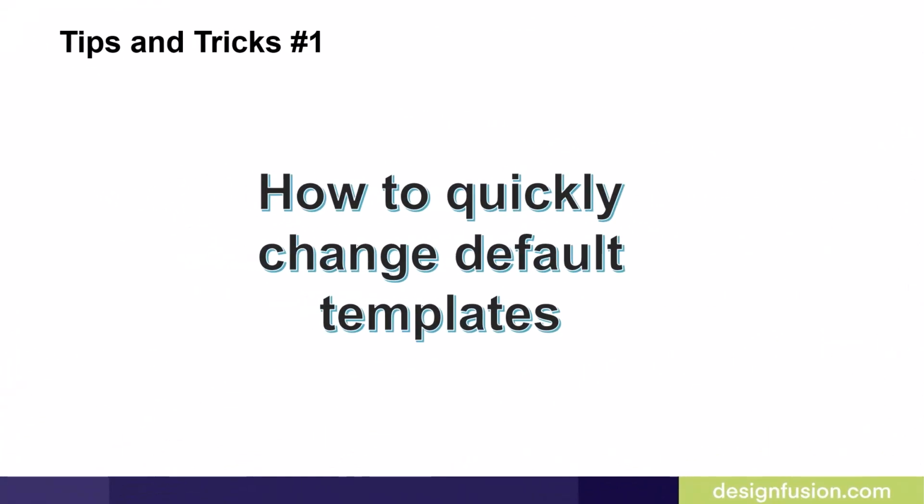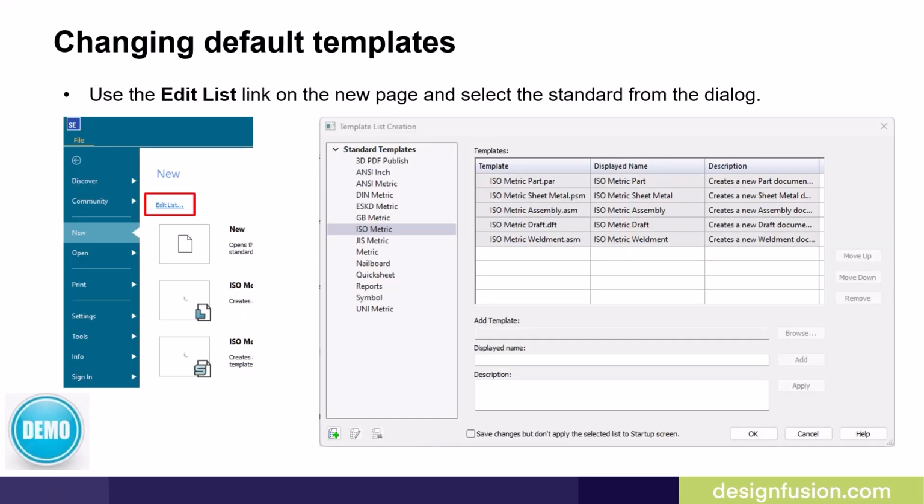Tips and tricks number 1, how to quickly change default templates. Users can quickly and easily change their default templates by going to the New tab of the startup screen. Then select the Edit List link. This will provide users with the template list creation dialog, and users can select the desired standard for their default templates. Let's have a quick look at this in Solid Edge.